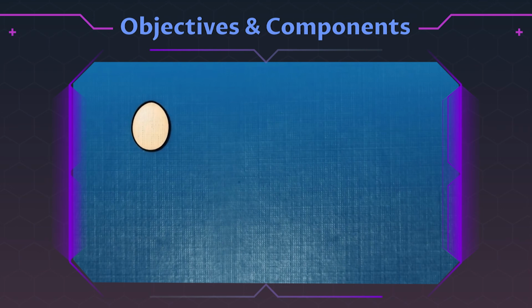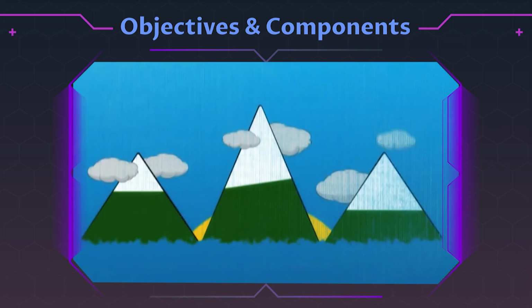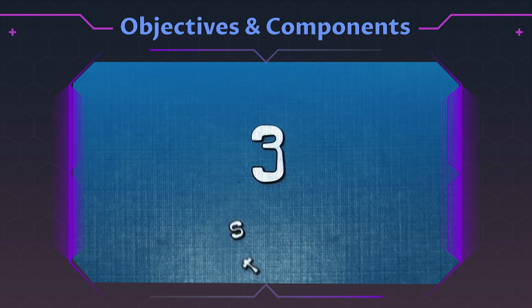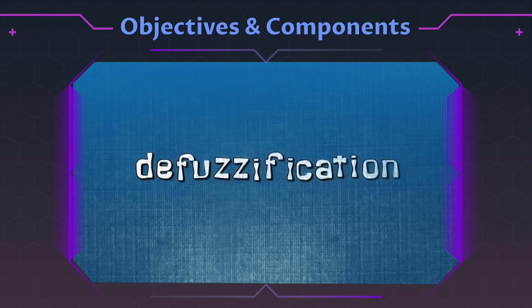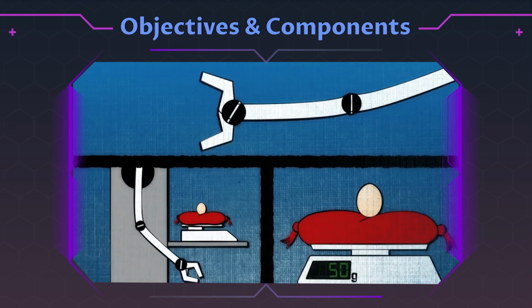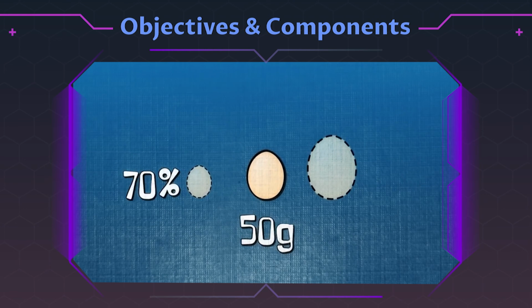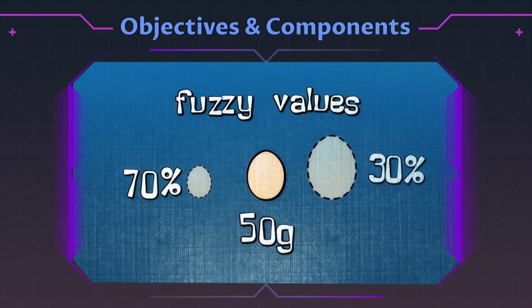We know that egg weights can range from 40 to 70 grams, with boiling times ranging from 3 to 6 minutes. Fuzzy logic utilizes this knowledge. Designing the intelligent egg boiling robot requires 3 steps: fuzzification, inference, and defuzzification. Step 1. Fuzzification. The robot takes an egg and measures its weight. According to fuzzy logic, any egg is both small and large, but to different degrees. For example, our robot considers a 50-gram egg as small in a larger degree and as large in a smaller degree. Those are called fuzzy values.